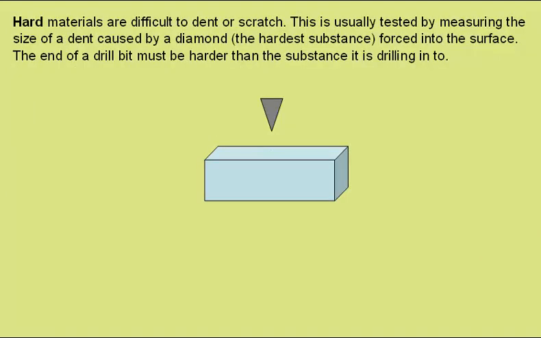Hard materials are difficult to dent or scratch. Hardness is usually tested by measuring the size of a dent caused by a diamond, being the hardest substance, which is forced into the surface. The end of a drill bit must be harder than the substance it is drilling into in order to make the hole. Here we have a diamond tip, and here a substance being tested for hardness. The diamond is forced into the material, and when it's removed, the harder the material is, the smaller the diameter of the dent will be.